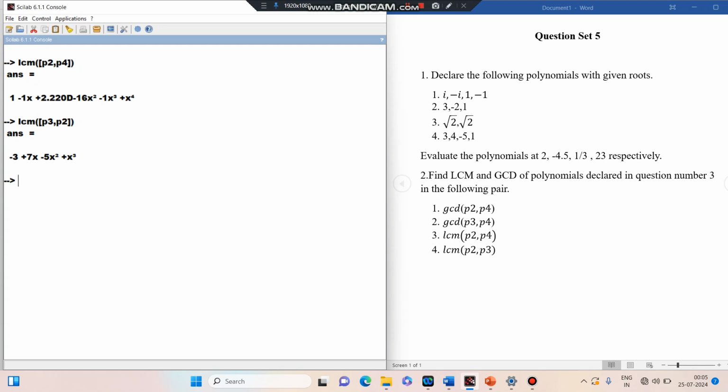So this way we have covered what we can do in the polynomials, like finding the LCM, GCD, finding the roots, factors, as well as evaluating polynomials at the given numbers. Thank you so much. We will continue in the next lecture.